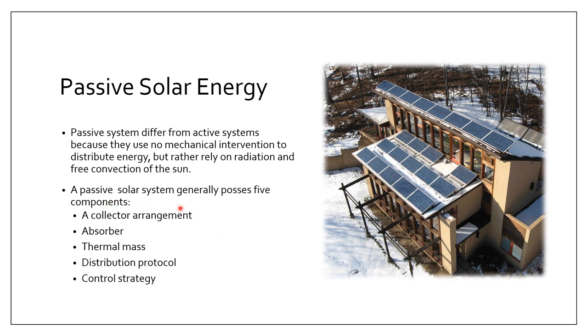All right, so passive solar systems generally have five components. These systems have a collector arrangement, an absorber, thermal mass, a distribution protocol, and a control strategy. Just remember these parts. Mostly you always see the flat surface of the solar panel, but anyway, they're kind of small underneath that.